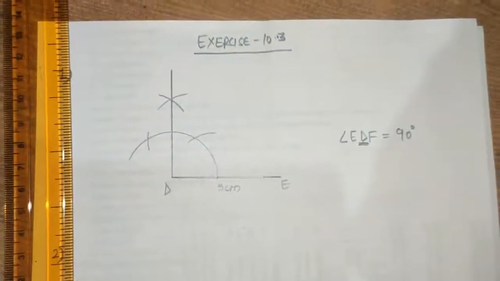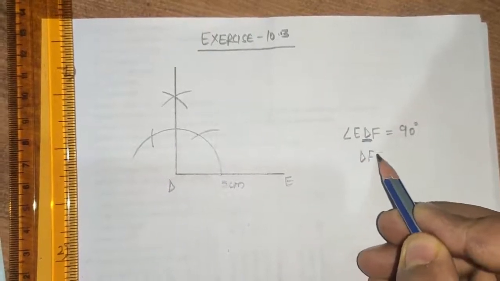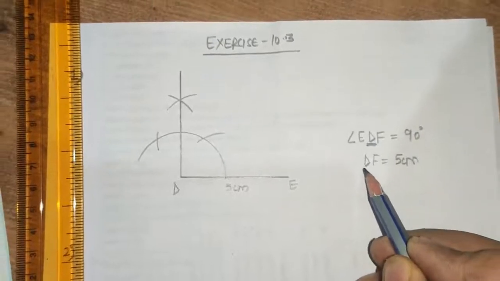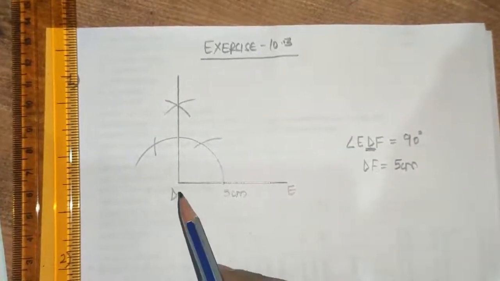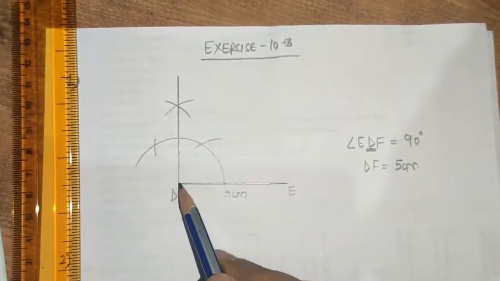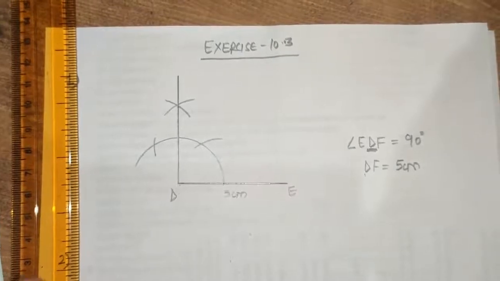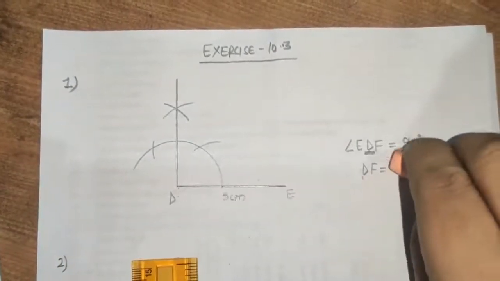After drawing 90 degree, it is given DF. So here you can see DF is 3 centimeter. You know that it can be drawn from D also, or from F also. But here there is no F, here is only D. So DF will be drawn from D. DF is 3 centimeter. It is given 3 centimeter.